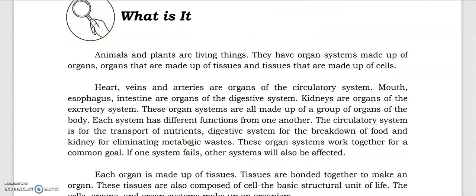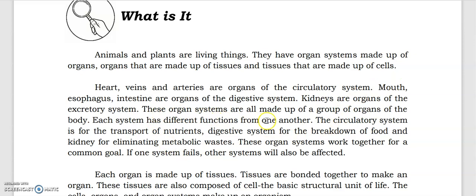Alright, so we have the discussion proper. Animals and plants are living things. So they have organ systems made up of organs, organs that are made up of tissues, and tissues that are made up of cells. We have heart, veins, and arteries. These are the organs for the circulatory system. Then mouth, esophagus, and intestine are organs for the digestive system. Kidneys are organs for the excretory system.